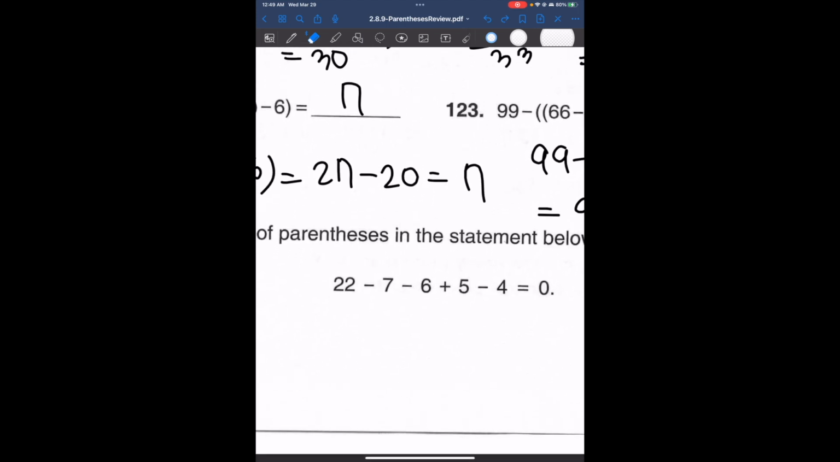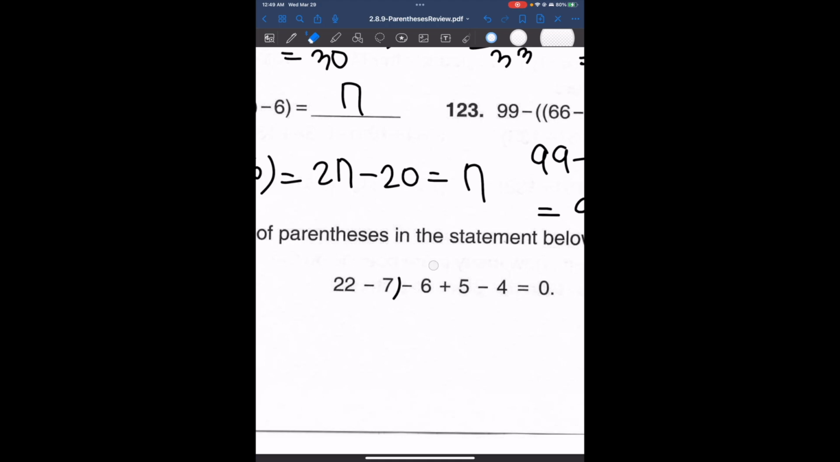So if we try these two, 22 minus 7, we'll do trial and error and see what works. 22 minus 7, if we do that first, that's going to be 15. 15 minus 6 plus 5 minus 4. Does that give us 0? We'll see. 15 minus 6 is 9. 9 plus 5 is 14 minus 4 is 10. And so that won't work.